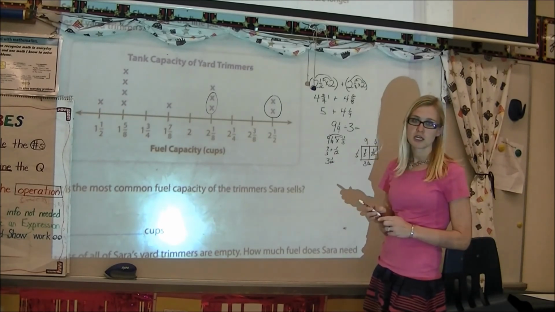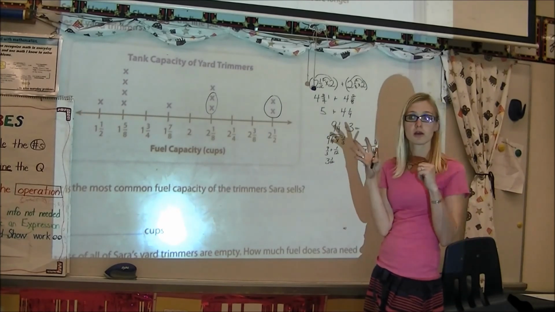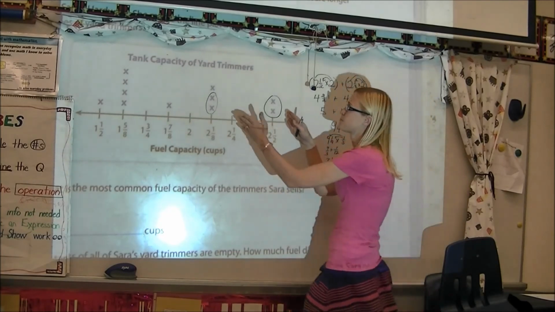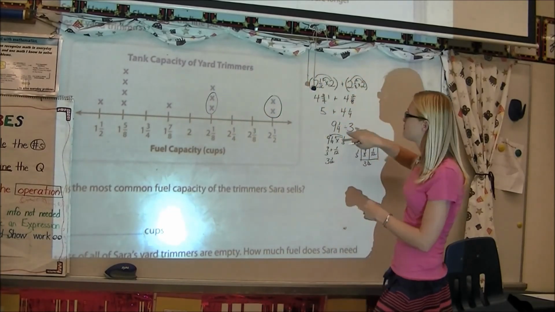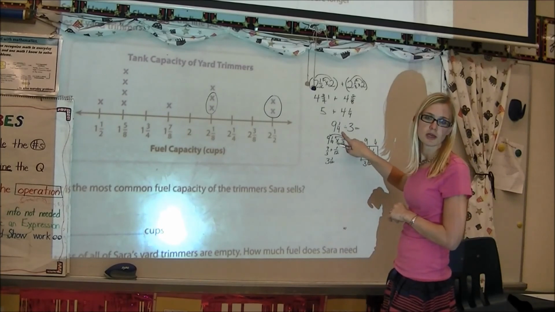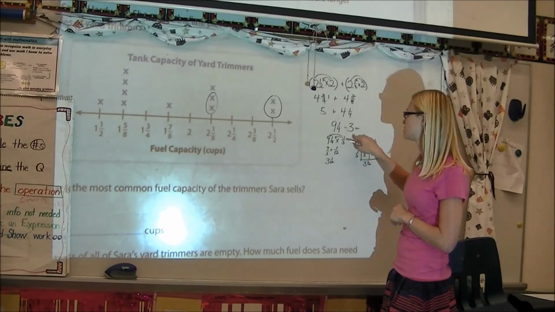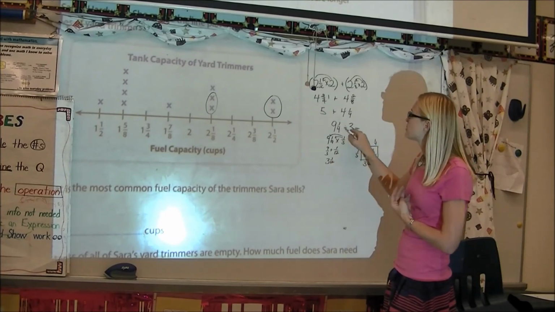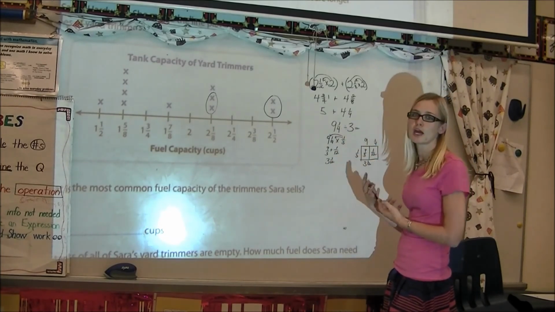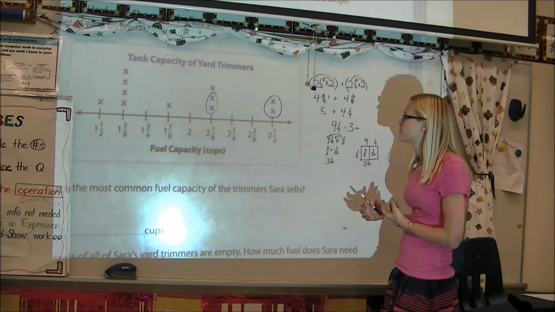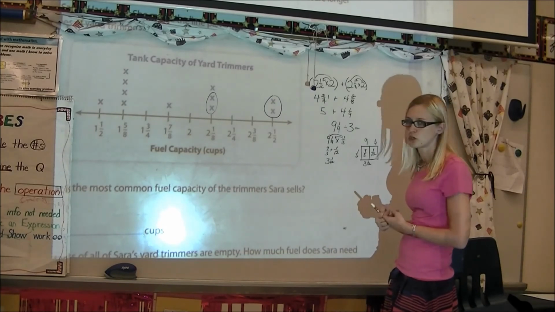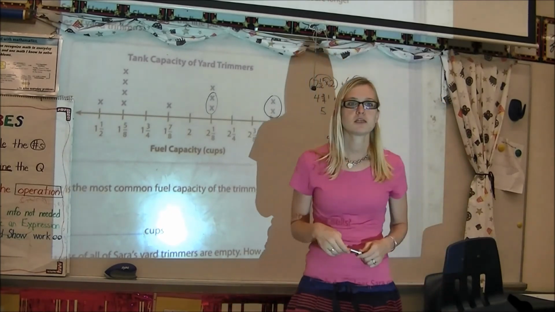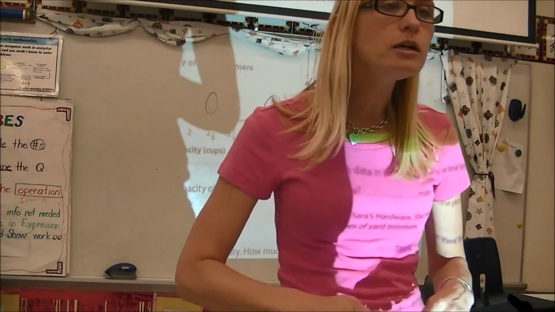But again, what I just did is I found the four greatest capacities, got my total of those, and then I redistributed equally among 3 tanks. So redistributing means I'm dividing it. So when I divided it, I ended up getting 3 and 1/12 for the redistribution. So that is it. Miss Foreman is tired.